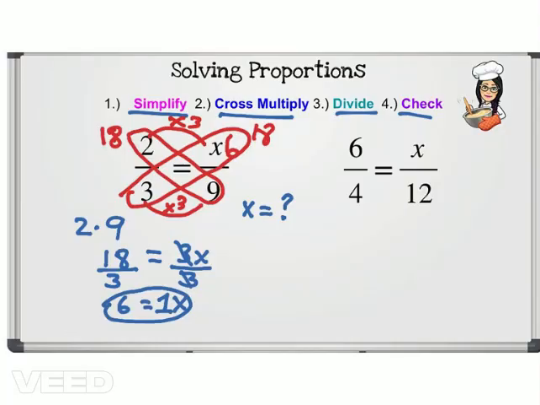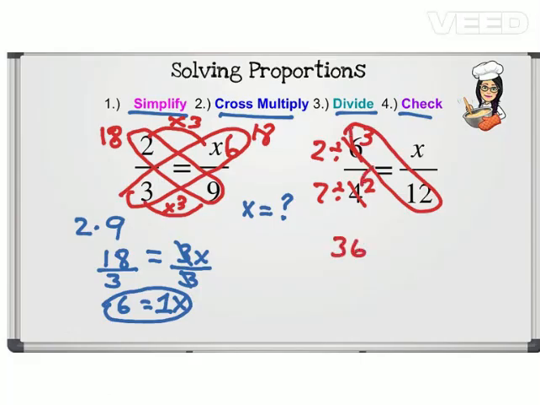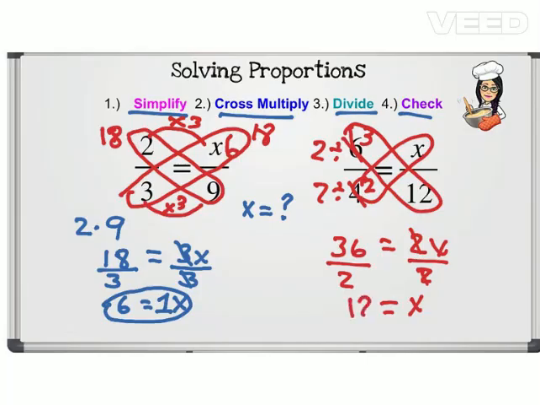All right, let's try again. We're going to reduce. Yes, 6 and 4 are both divisible by 2. 4 divided by 2 is 2. 6 divided by 2 is 3. Then we're going to cross multiply. 3 times 12, 36, and 2 times x equals 2x. And finally, dividing by 2. 2 divided by 2 leaves me with 1, or just x, and 36 divided by 2, or half of 36, is 18. So x equals 18.